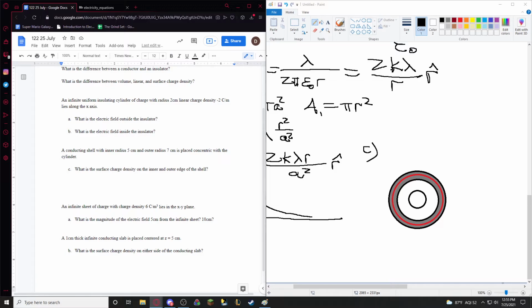So this is still a spherical thing. Sorry, not spherical, cylindrical, right? Yep, it's still cylindrical. Okay, so the area will still be 2 pi RL. Actually, I'm trying to figure out how to get lambda into the charge density.